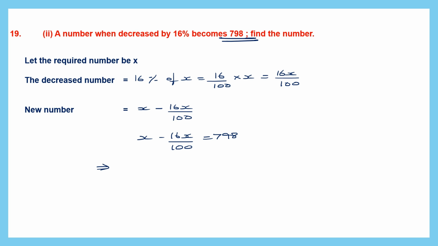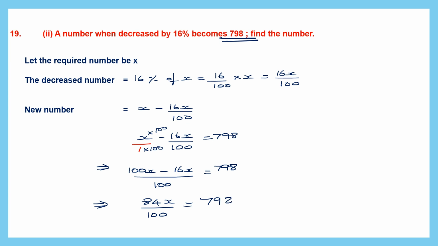So here we'll give x the denominator 1, and here it is 100. 1 into 100, so we multiply x also by 100, we get 100x. 100x minus 16x by 100 is equal to 798. Now 100x minus 16x is how much? That's 84x by 100. 84x by 100 is equal to 798. Now let's continue slowly on the other side here. So 84x by 100 is 798.